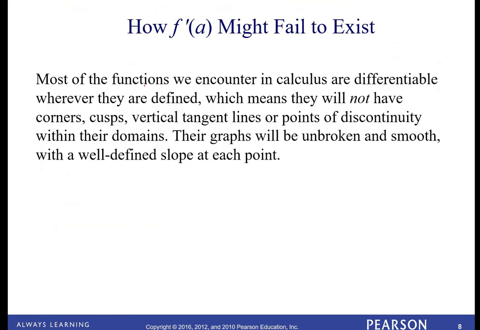So, a recap. Most of the functions we encounter in calculus are differentiable wherever they are defined, which means they will not have corners, cusps, vertical tangents or points of discontinuity within their domains. That's most. However, their graphs will be unbroken and smooth with a well-defined slope at each point. So what does all this bring us to?